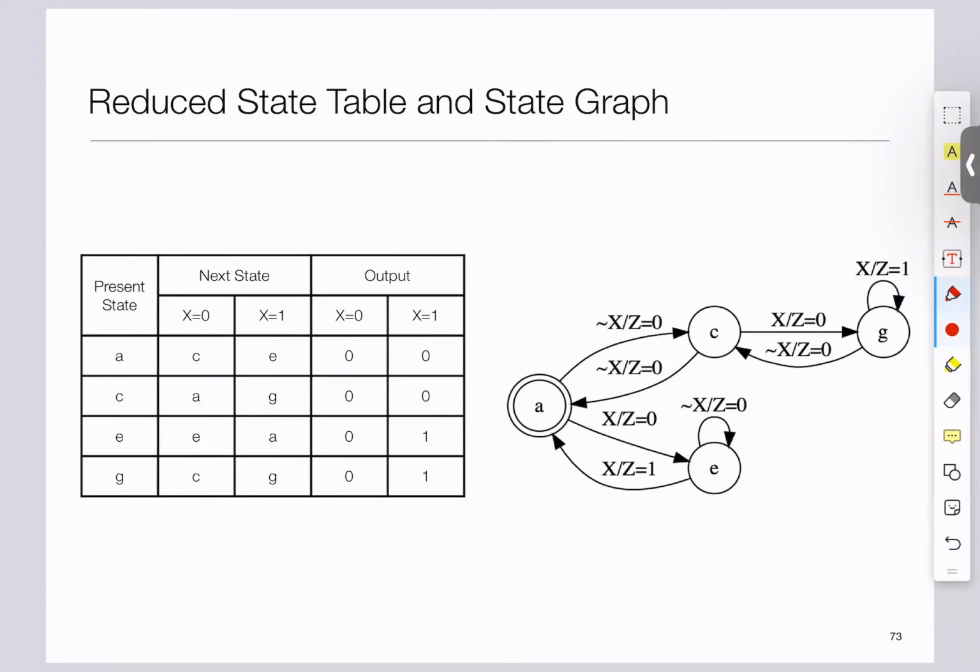We are left with very few states at this point. And what started out as that monstrous finite state machine is reduced to this.